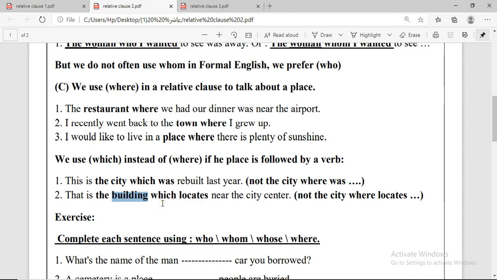If I have a place name and after the space comes a verb, I use which. And if I have a place name and a space, and after the space comes a noun, I use where. For example, that is the building where I live, not which I live. But that is the building which locates near, because we have the verb locates. Okay.